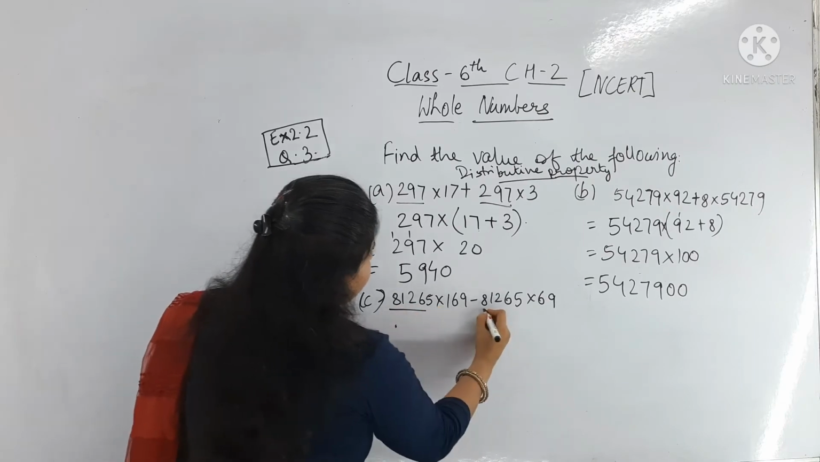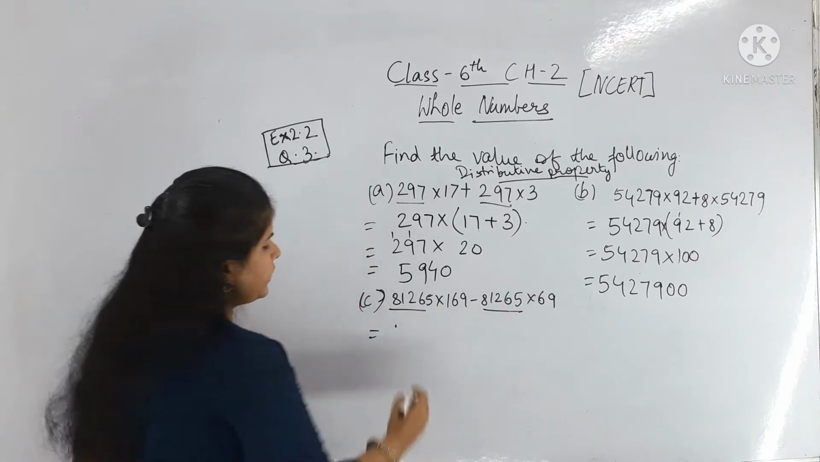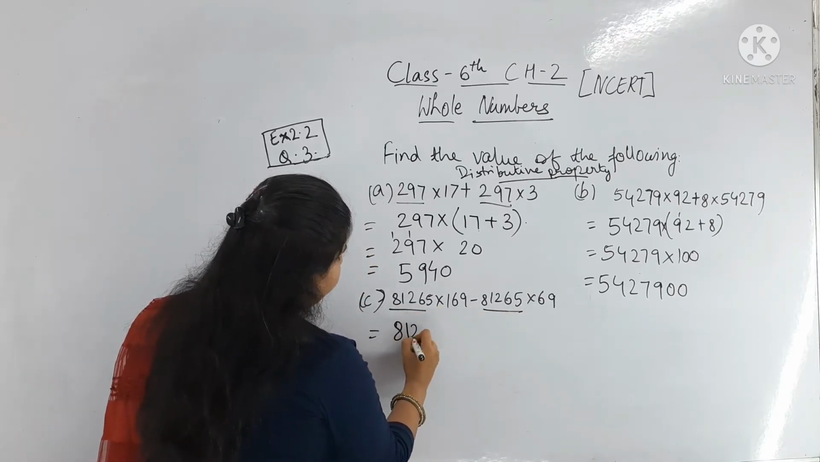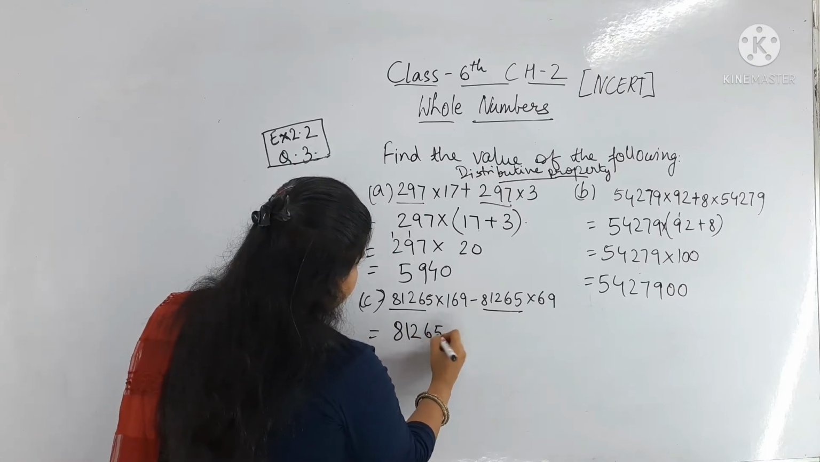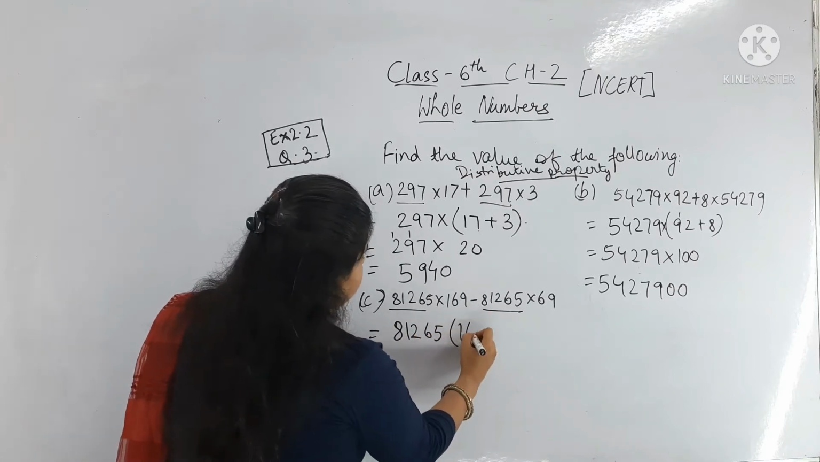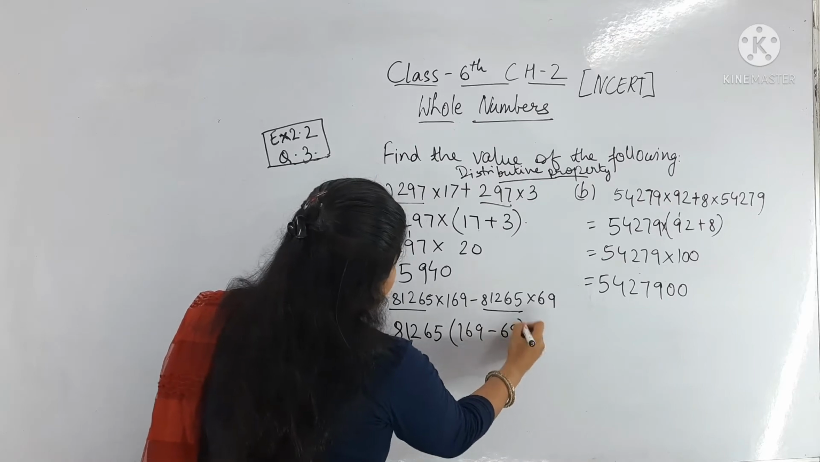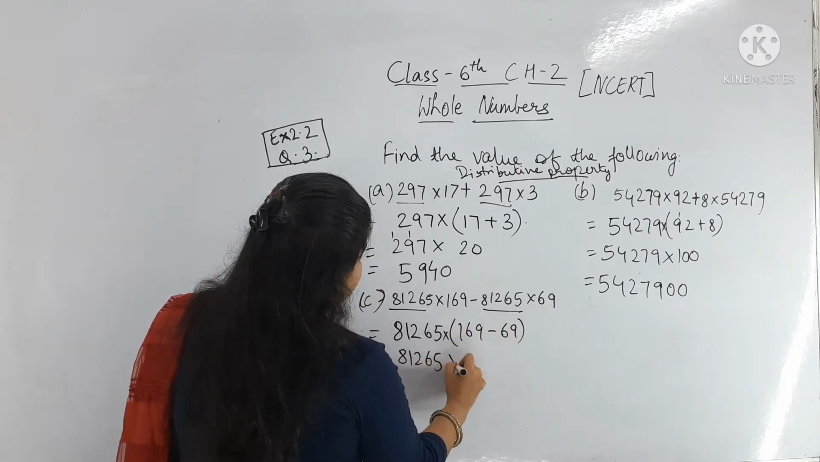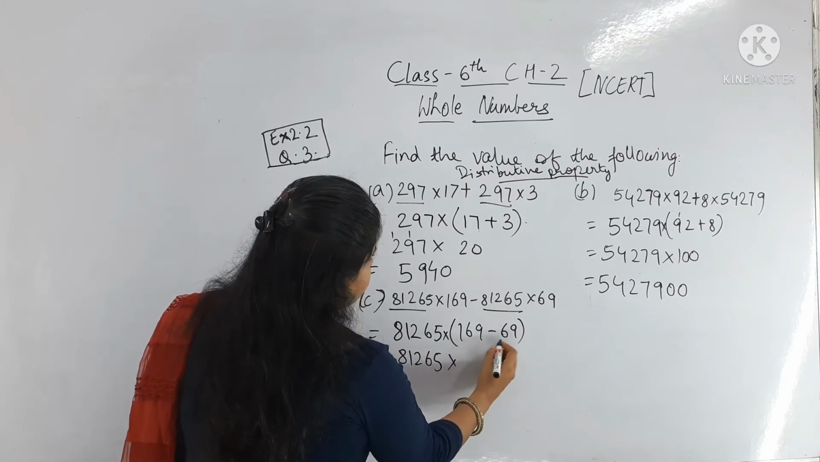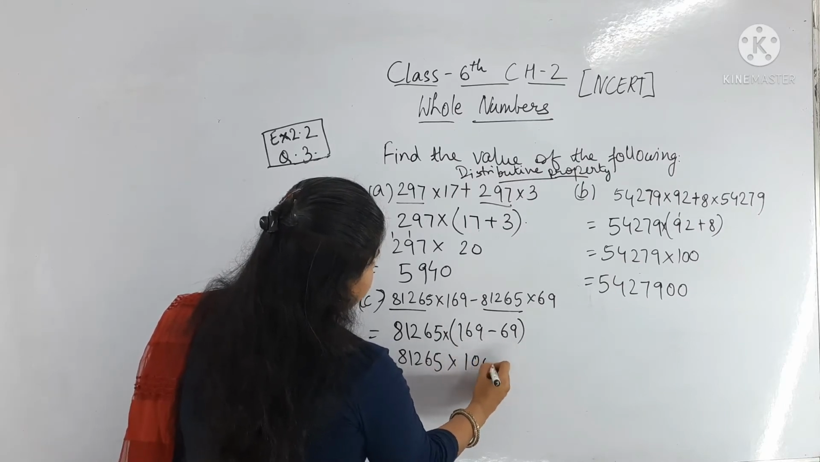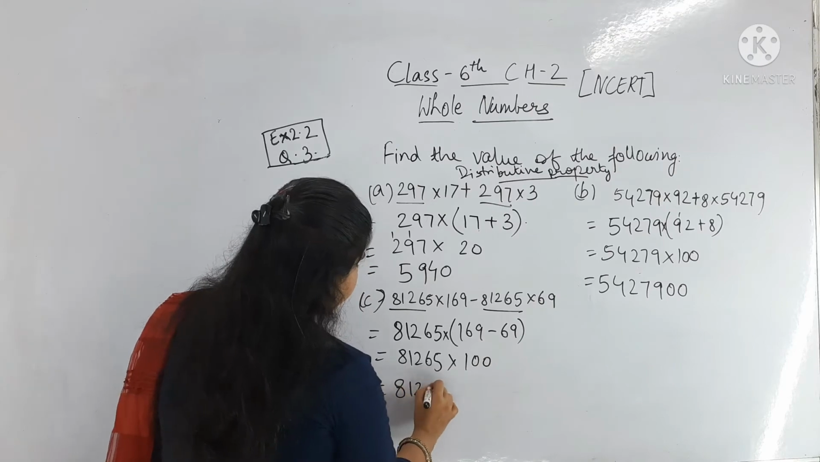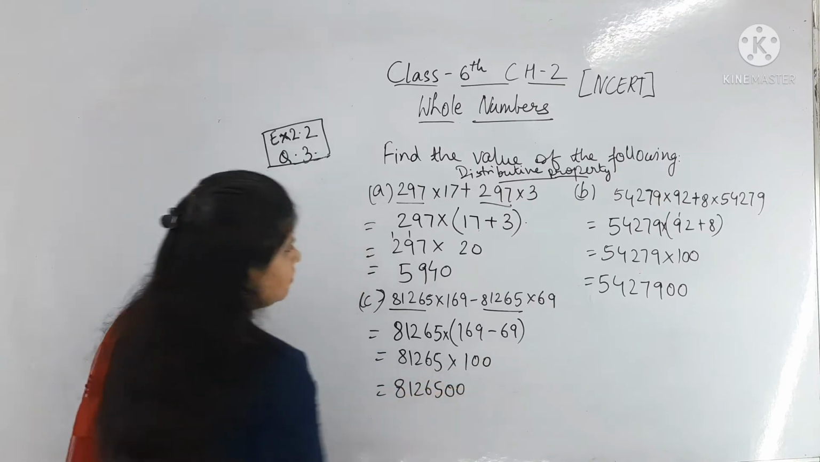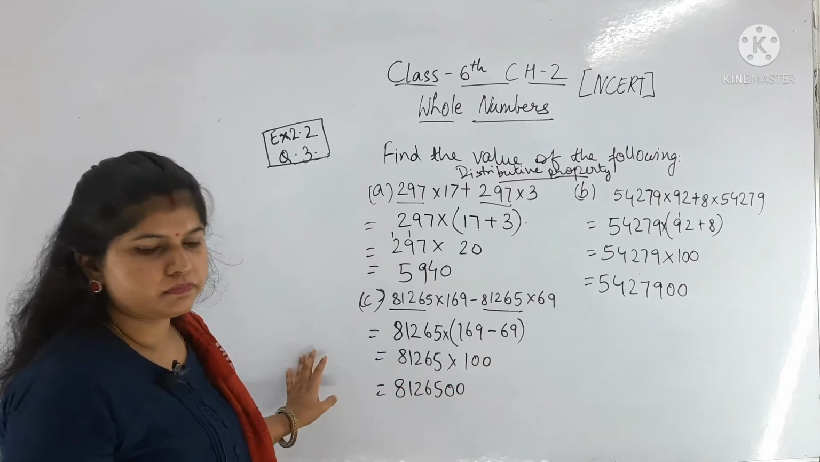Here the C part. You can see 81265 is common in this equation. Here 169 is left, minus 69. So 81265 multiplied with, this will be 169 minus 69, which is 100. So I am getting 81265 into 100. So this is your C part.